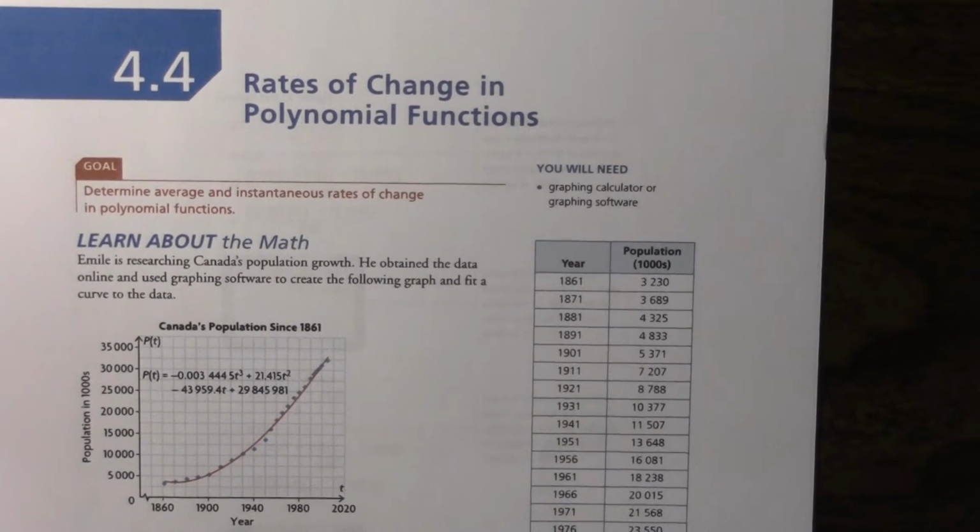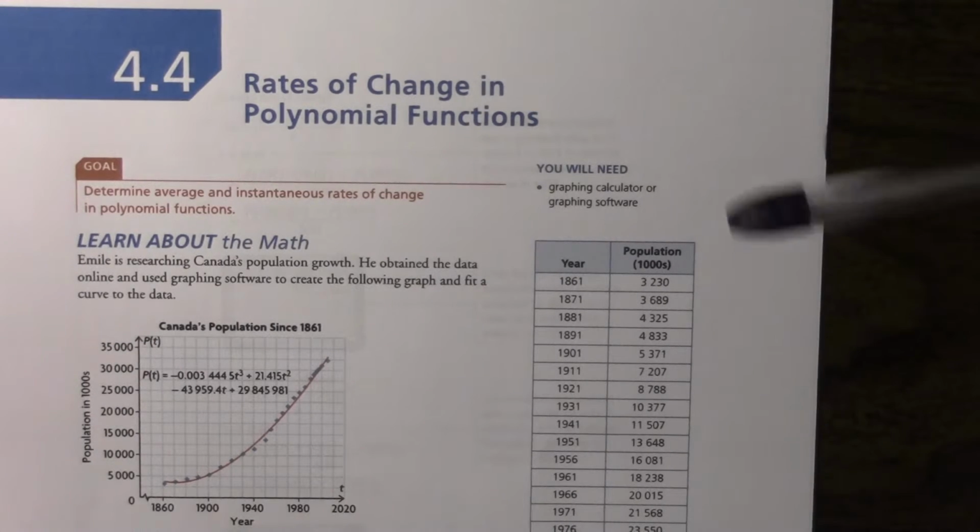Okay, it's 4.4, rates of change in polynomial functions. Again, nothing new today. It's a bit of a review on what we've already learned previously, this time taking what we've learned about average and instantaneous rates of change and just applying them to polynomial functions.